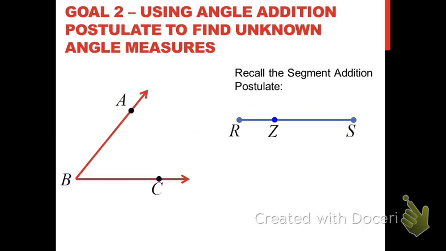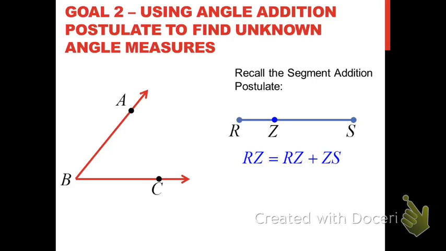Recall that with the segment addition postulate, what you would do is you would have one point that was between two other points, so that they were all collinear, of course. And in this case, the point that's between the two other points is point Z. It's between R and S. And if you have a point between two other points, you can find the measure of the longest segment by finding the sum of the measures of the two shorter segments.